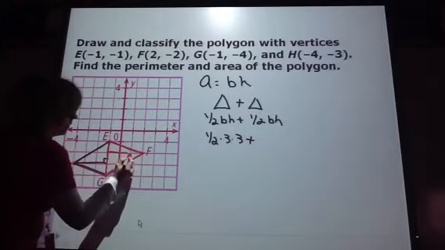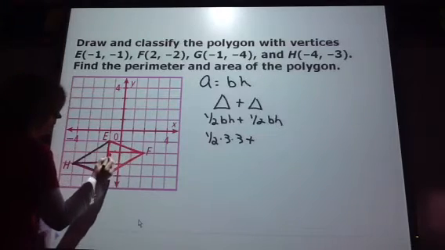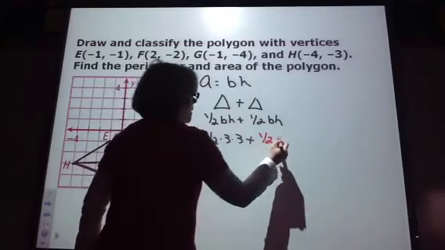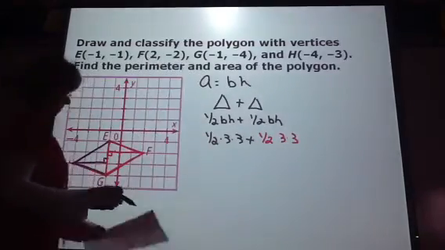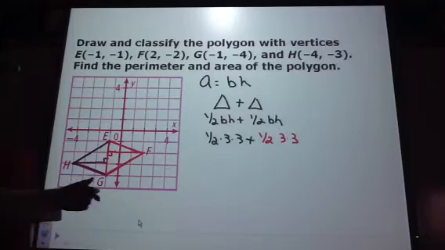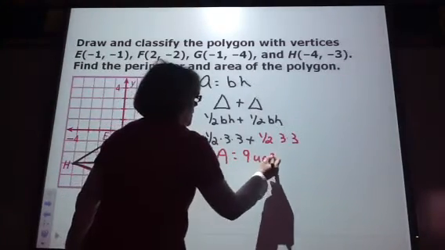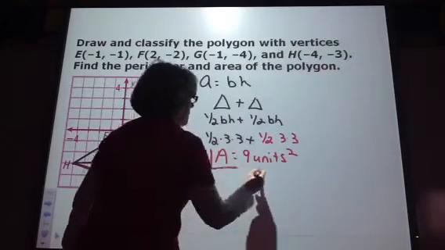Right here is my height, which is 3: 1, 2, 3, perpendicular to my base. So again, it's half of 3 times 3. So when I multiply all this together, my area equals 9 square units.